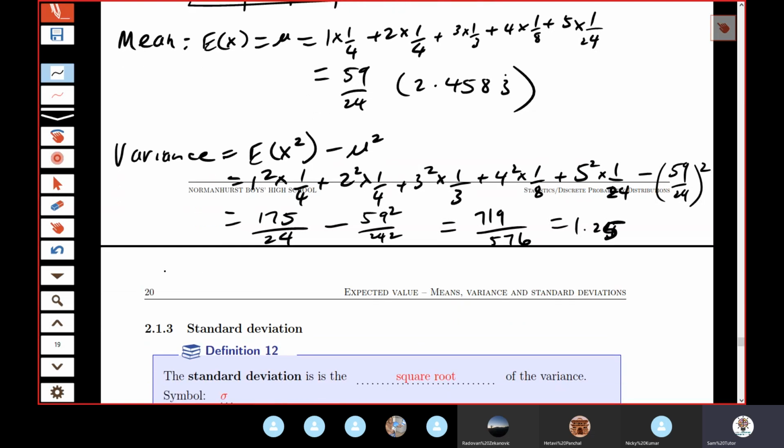Standard deviation, while we're here, is just the square root. So standard deviation is sigma, which is the square root of sigma squared, which means it's the square root of variance. So the square root of 719 on 576. The standard deviation is 1.12.